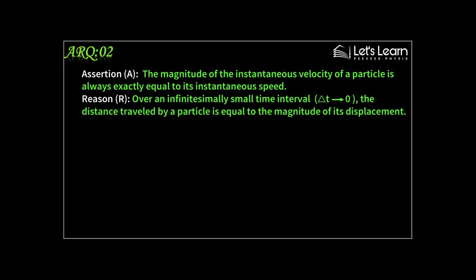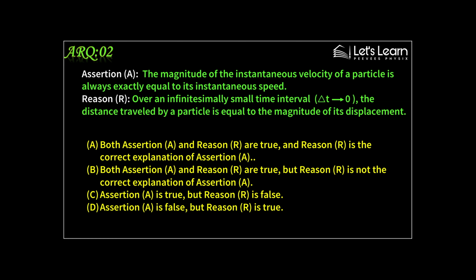Next, the magnitude of the instantaneous velocity of a particle is always exactly equal to the instantaneous speed. Yes, because the magnitude means no direction. So the assertion is true. Now let's read the reason: over an infinitesimally small time interval, which means the time gap becomes close to 0, not 0, the distance traveled by the particle is equal to the magnitude of the displacement. We know delta x is also close to 0, which means when delta x becomes close to 0, distance and displacement are equal. So that is also true.